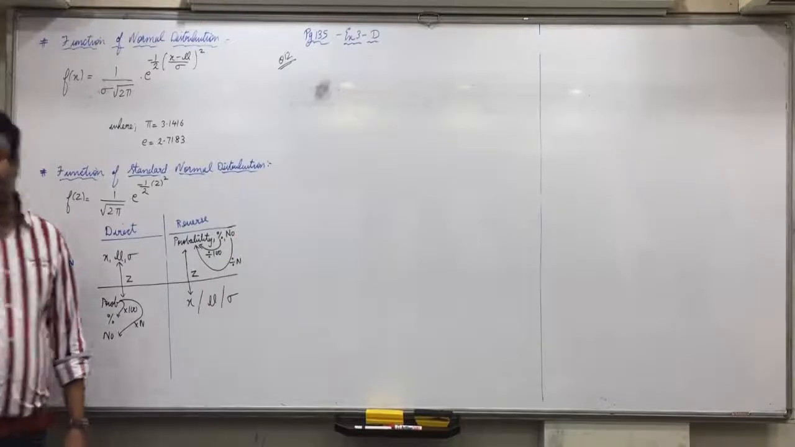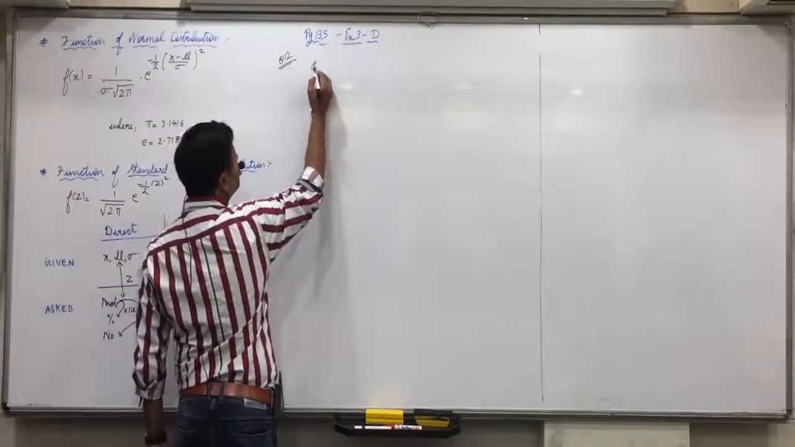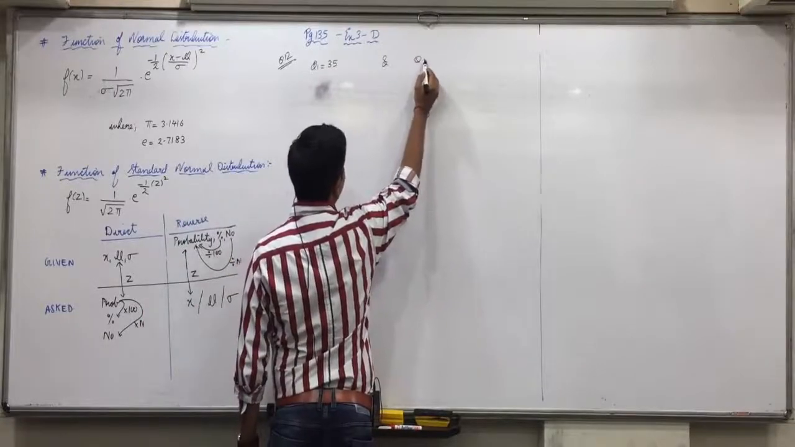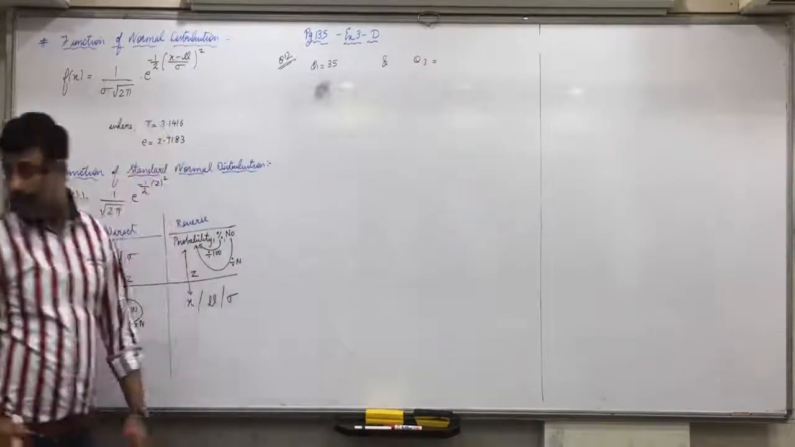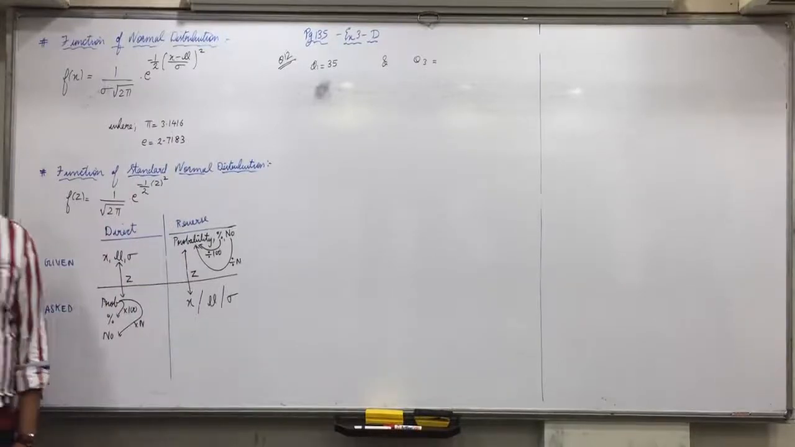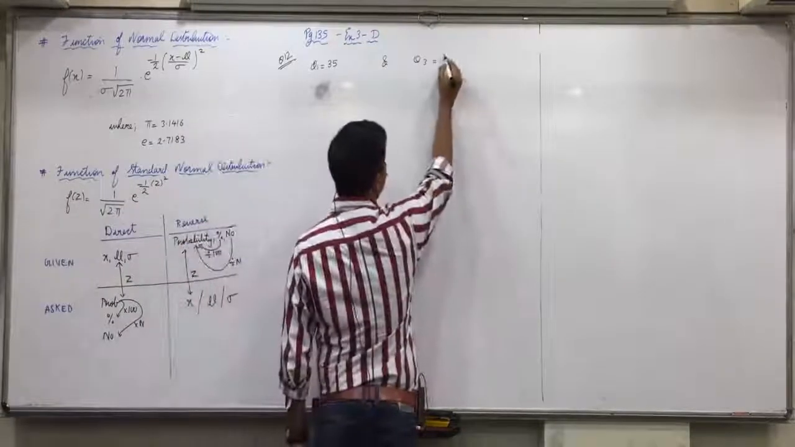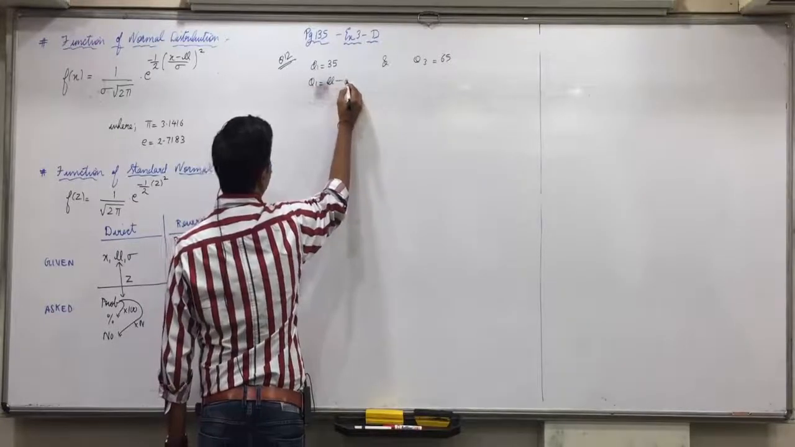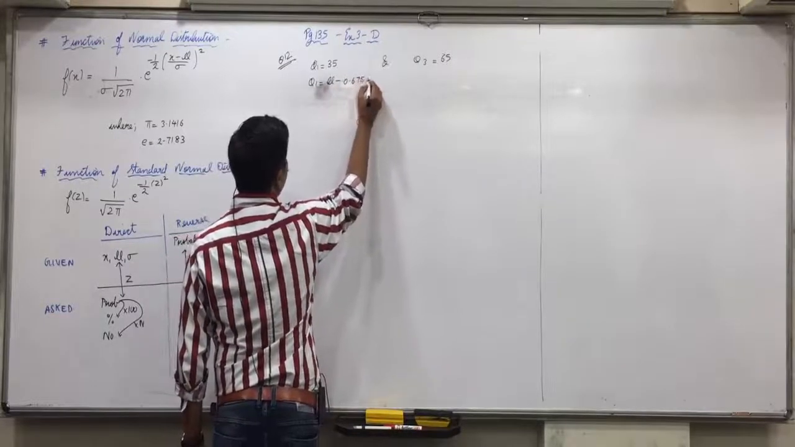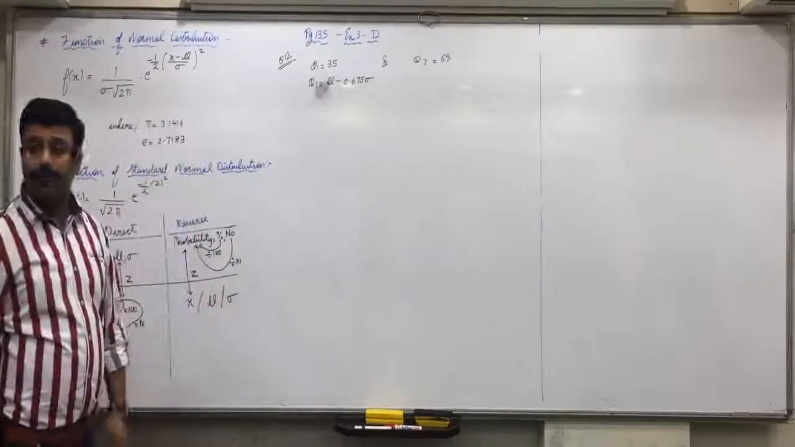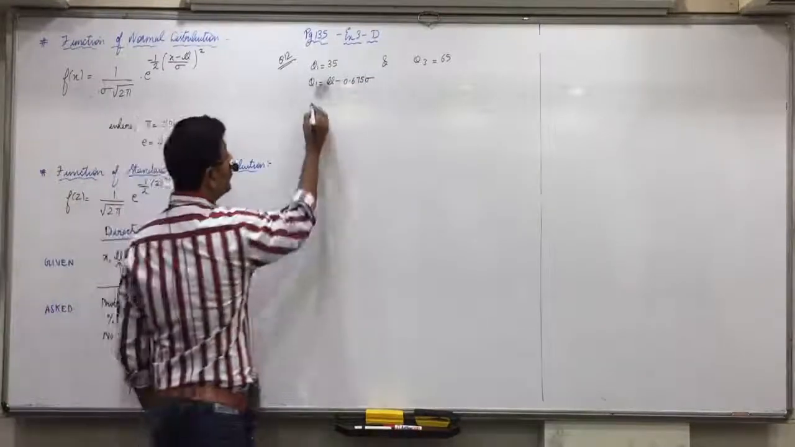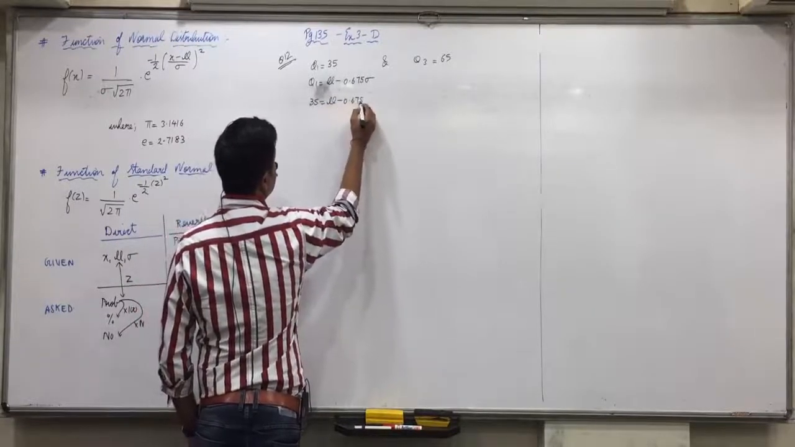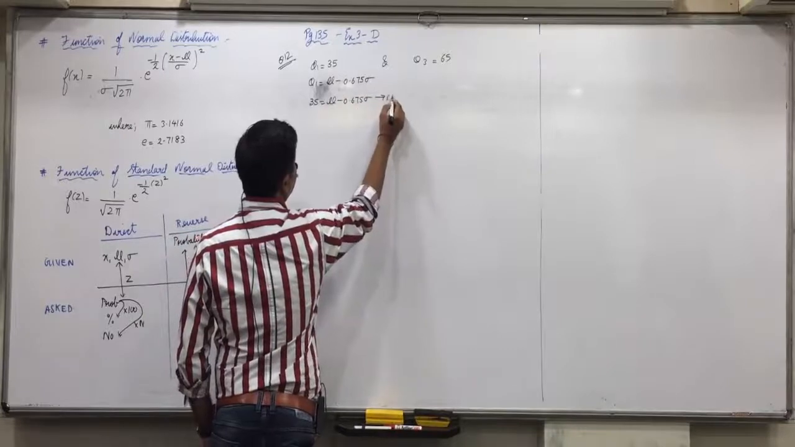Write down Q1 is equal to 35 and Q3 is equal to 65. Now we know Q1 is mu minus 0.675 sigma. In Q1 we can put 35. This is equation 1.